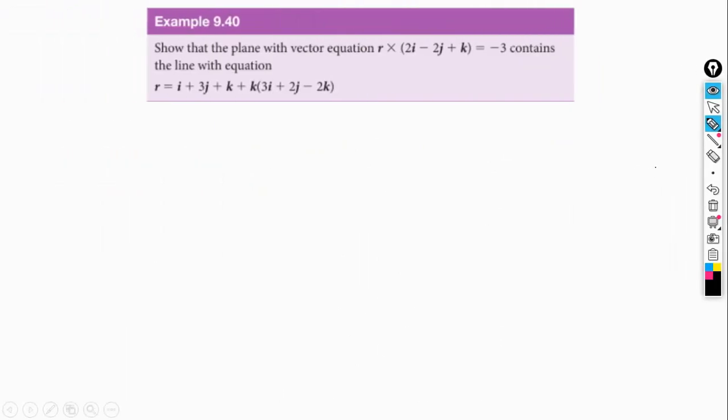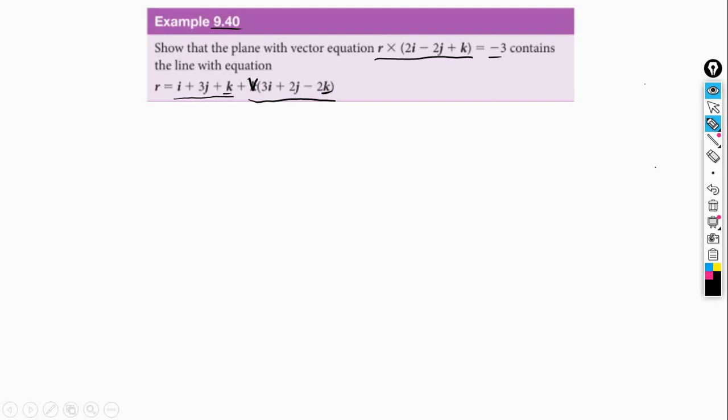So next we have example 9.40, and it says, show that the plane with vector equation r dot product 2i minus 2j plus k equals negative 3 contains the line with equation r equals i plus 3j plus k times 3i plus 2j minus 2k. Now from the previous section, I don't know if you recall, but normally we would use a v here for the scalar instead of a k. So don't confuse this k with this k and this k. They're totally different. Okay, so there's several ways to do this.